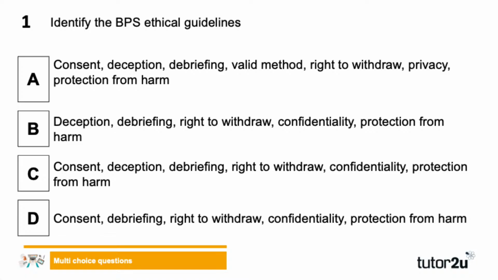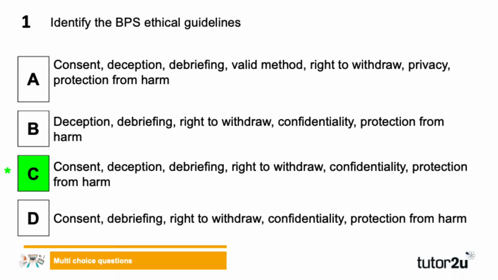We've got most people putting C, which seems to be the common answer, and you would be correct. So consent, you've got to do that to make sure that people know what they're about to do. And deception's a really good example as to why these aren't necessarily good things, are they?